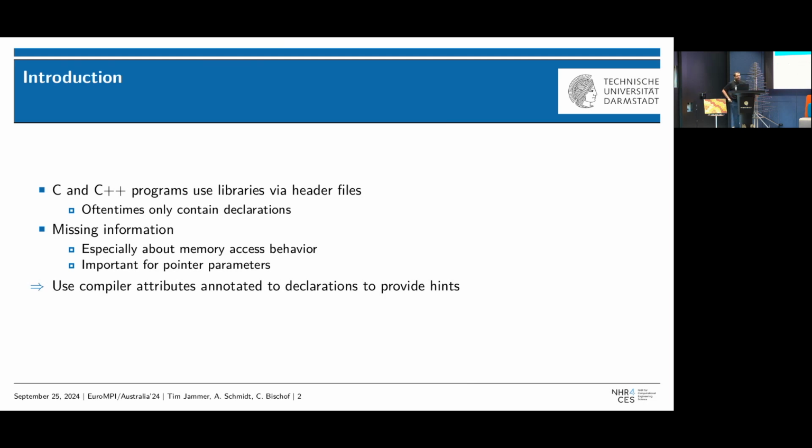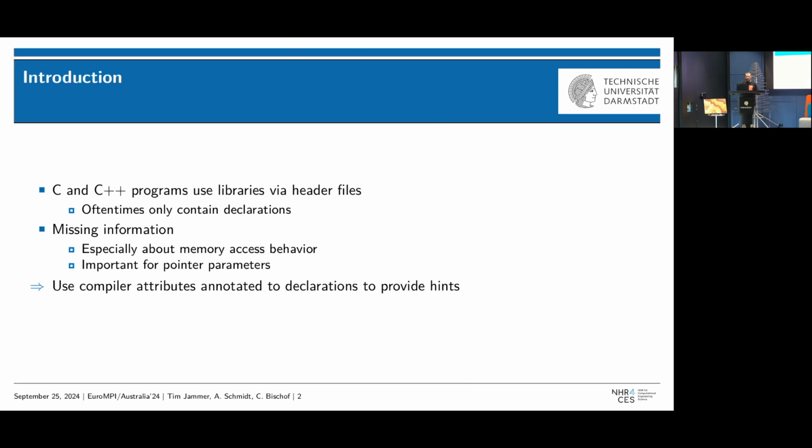So the motivation here is that C and C++ programs use libraries via header files. One problem here is that you can miss some information, because the header file contains the declaration of the function, and the definition of the function, like what the function is actually doing, is missing. One way around this is to use compiler attributes to annotate the declaration to provide hints to the compiler on what the function is actually doing and how to compile the code that is calling the function.